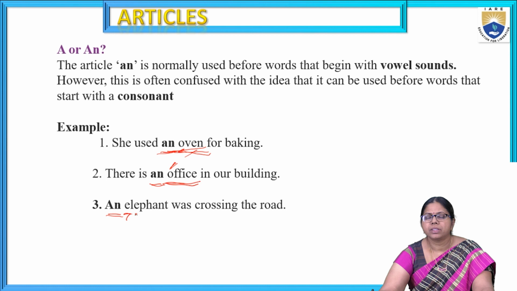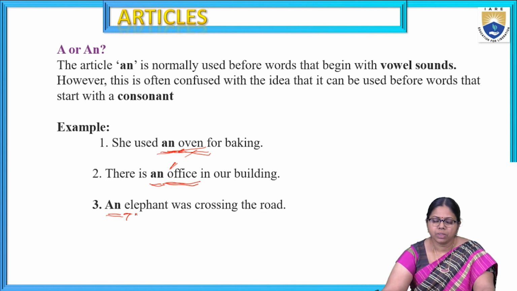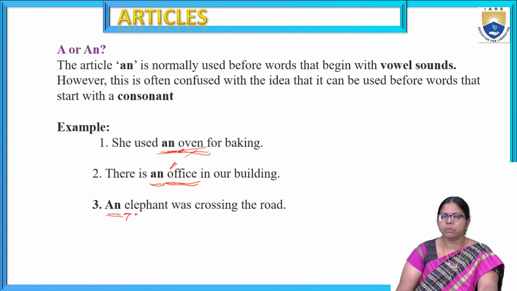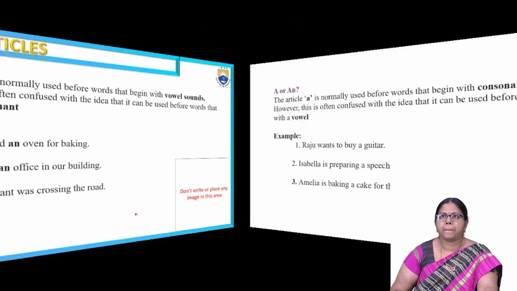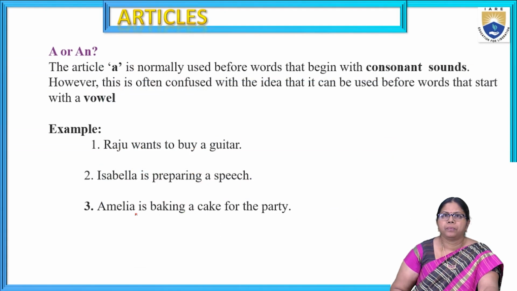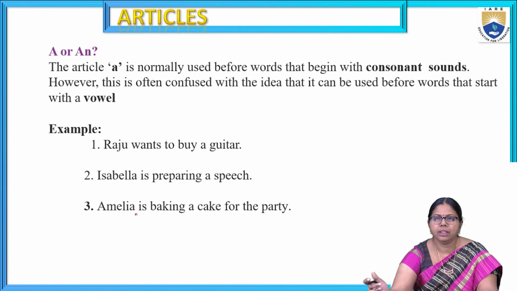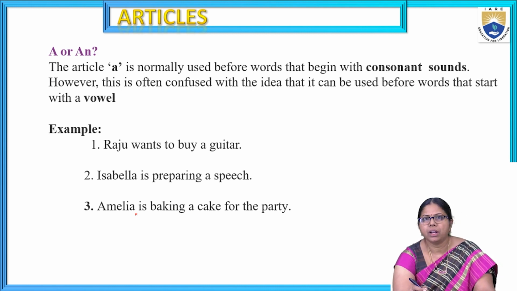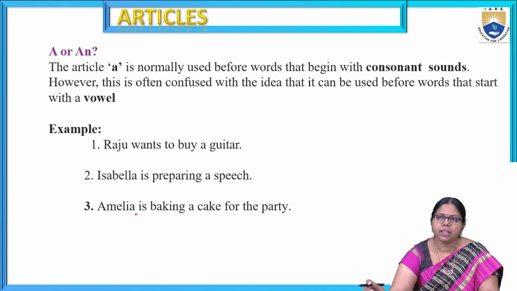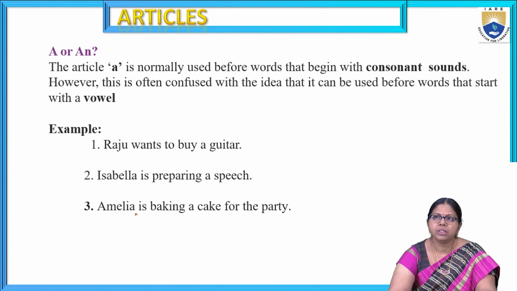So this an is used before a vowel sound. The article an is normally used before the words that start with a vowel sound. Next, the article A. Now let us discuss the usage of the article A. The article A is normally used before the words that begin with consonant sounds.